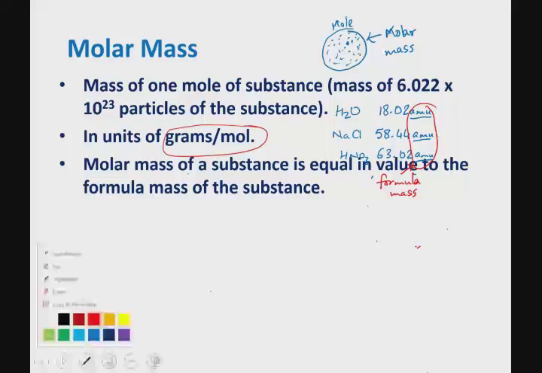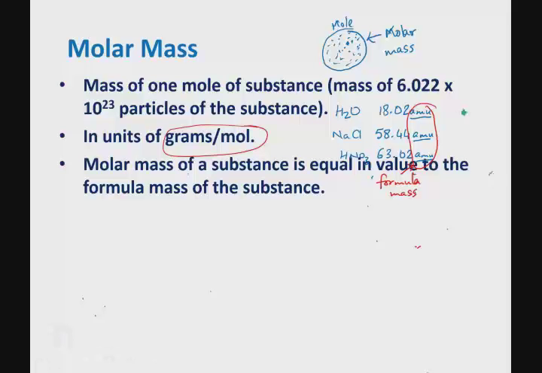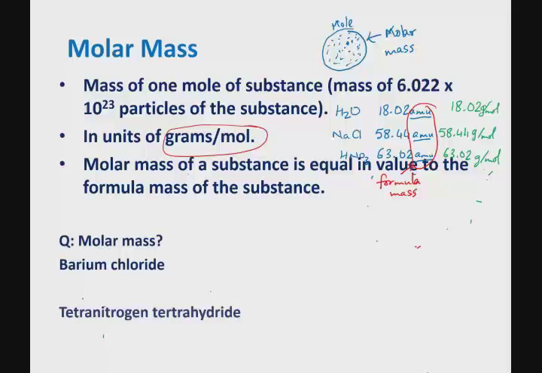Basically, what that means is that if you take water as an example, if its formula mass is 18.02 AMU, its molar mass will be 18.02 grams per mole. 18.02 grams of water equals 1 mole of water. Similarly, the molar mass of sodium chloride would be 58.44 grams per mole, and nitric acid is 63.02 grams per mole, calculated in exactly the same way. Okay, so go ahead and pause the recording while you calculate the molar masses for these compounds.